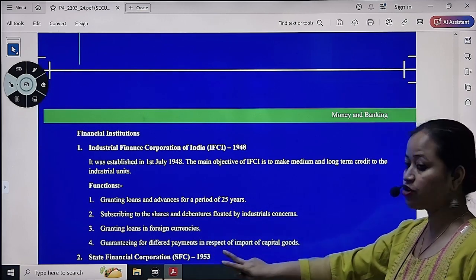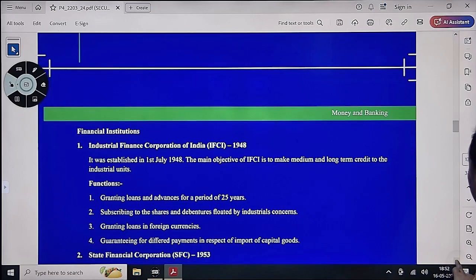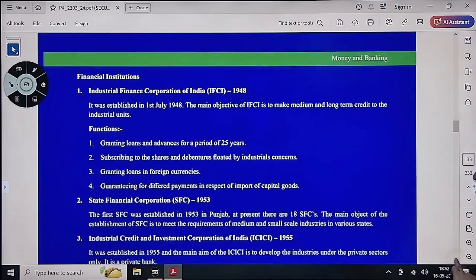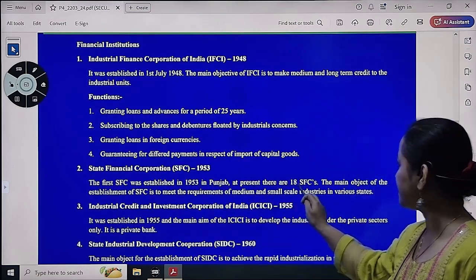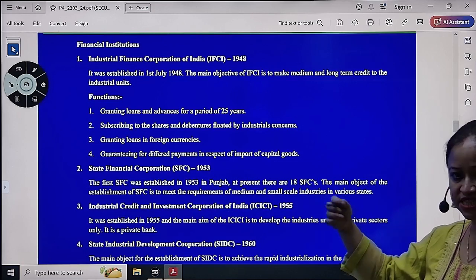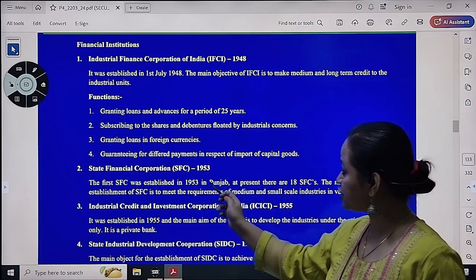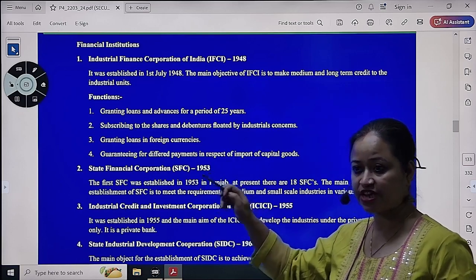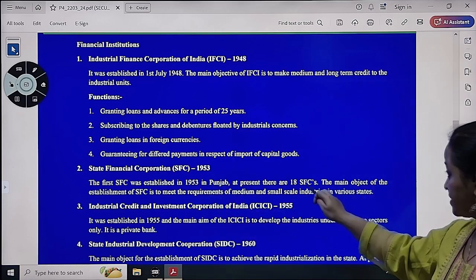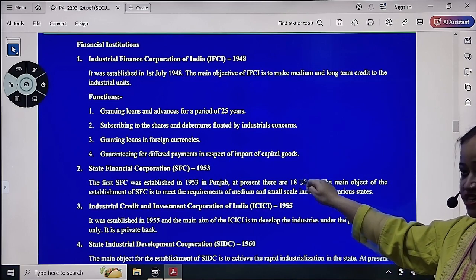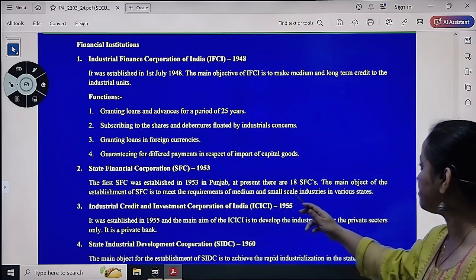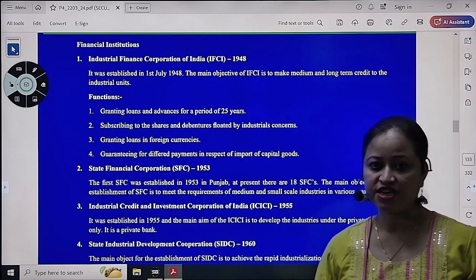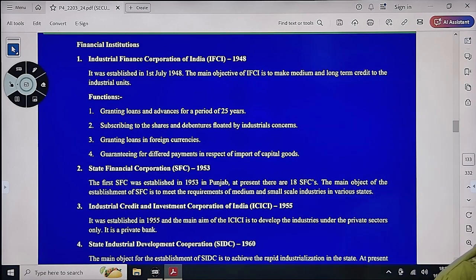Next is the State Financial Corporation, SFC. This was established in 1953 in Punjab. At present there are 18 SFCs in various states. The main objective of the SFC is to meet the requirements of medium and small scale industries in various states. So this institution is also catering to the needs of the industrial units.